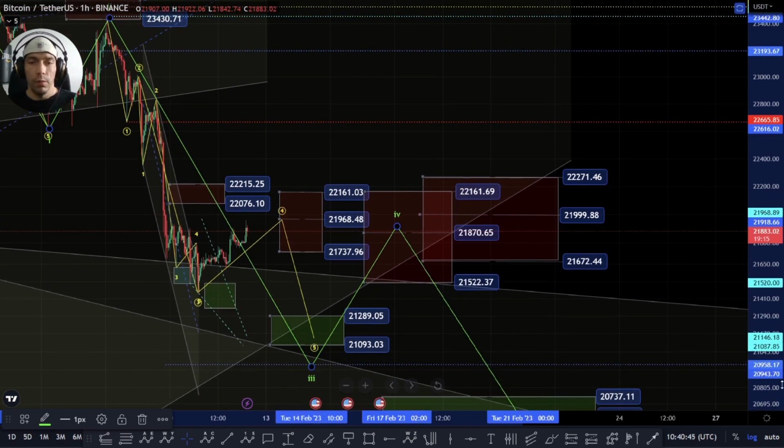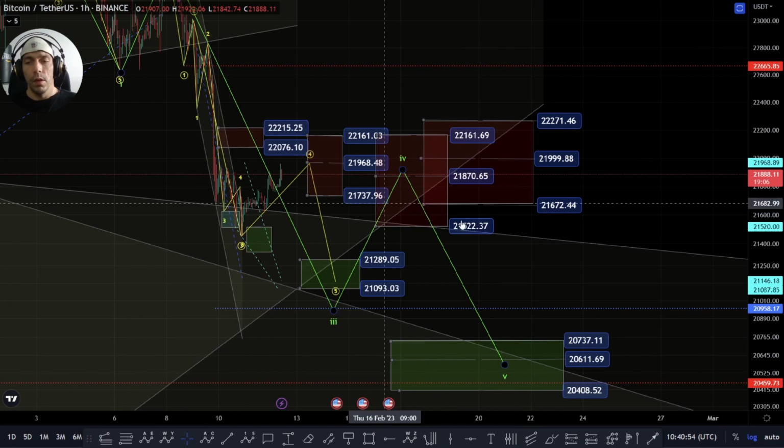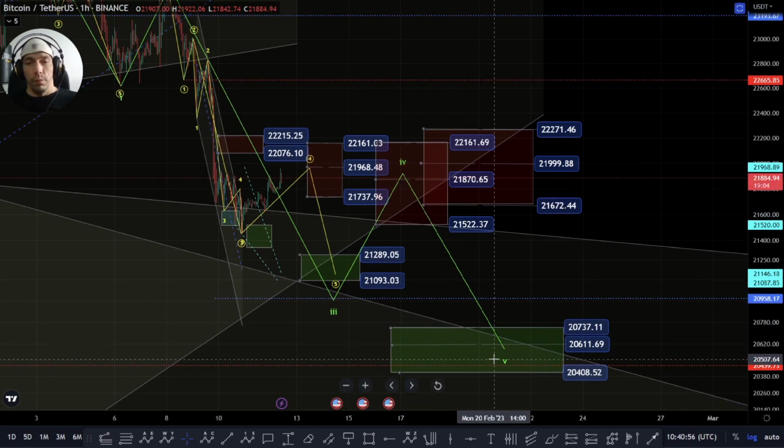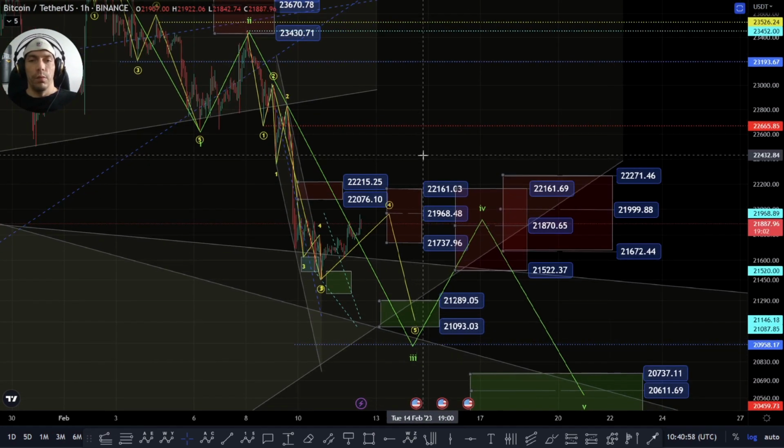So if we do move down past this 20,958, we'd be looking for this continuation up here into this 2116 to this 2152, and then looking for an additional push to the downside. So this is the simple move, like we talked about.